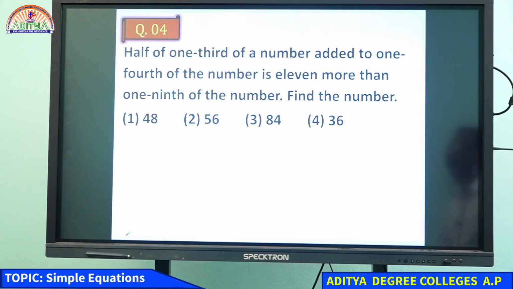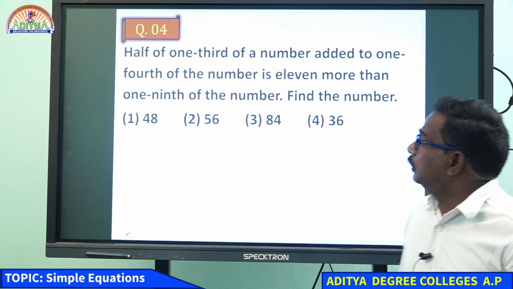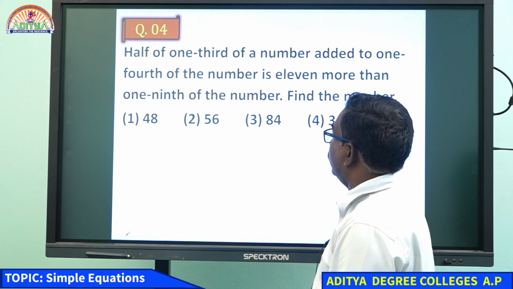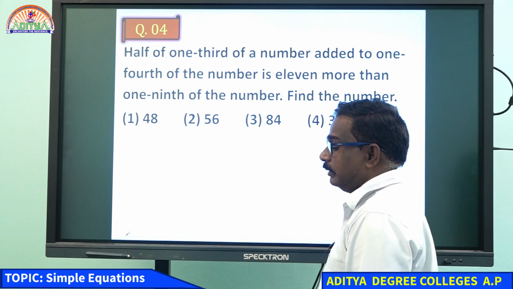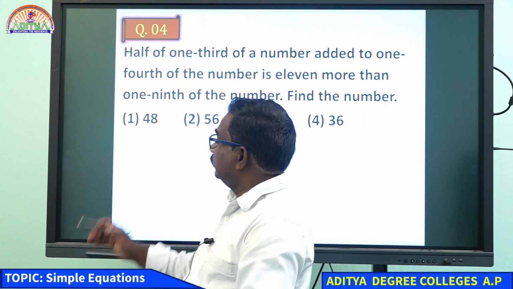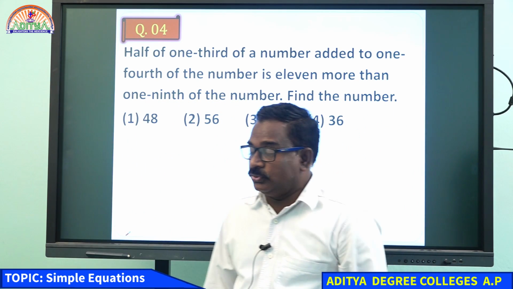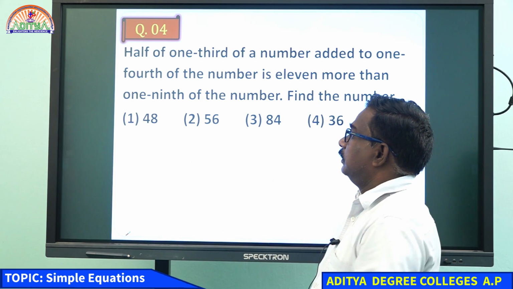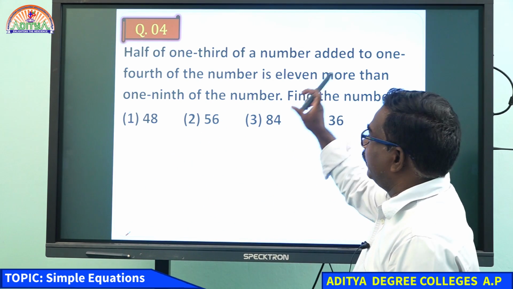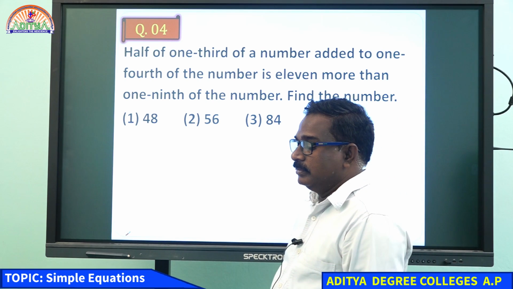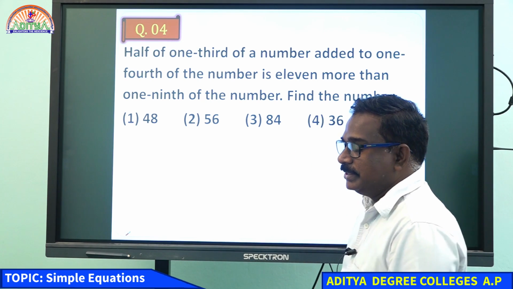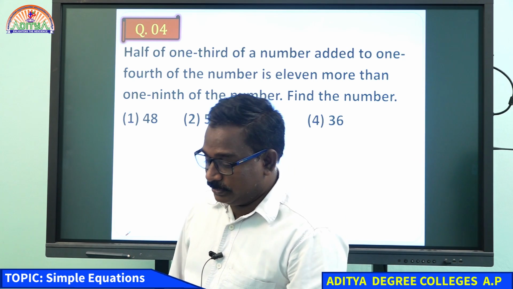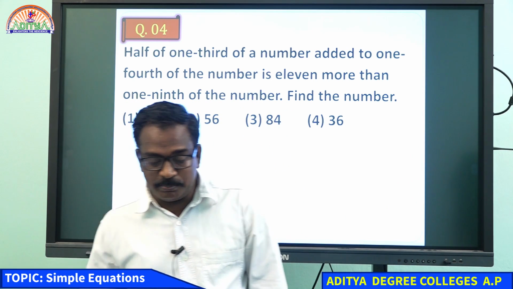Half of 1/3 of a number added to 1/4 the number is 11 more than 1/9 of the number. Find the number. Just read the question properly. There is no difficult part, but the construction is somewhat different here. To make you confused, sometimes they will give the construction in this manner, but the sum is very easy. The topic is simple equations. You need to know how to solve in a simple manner.